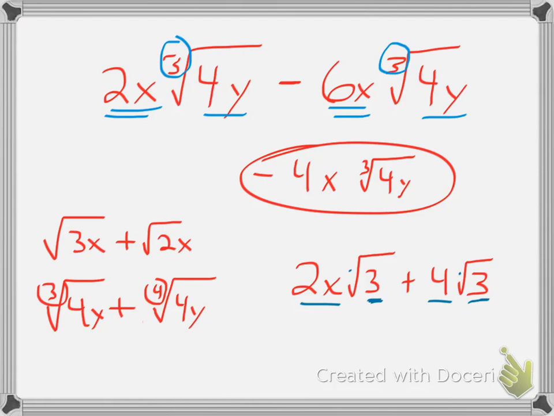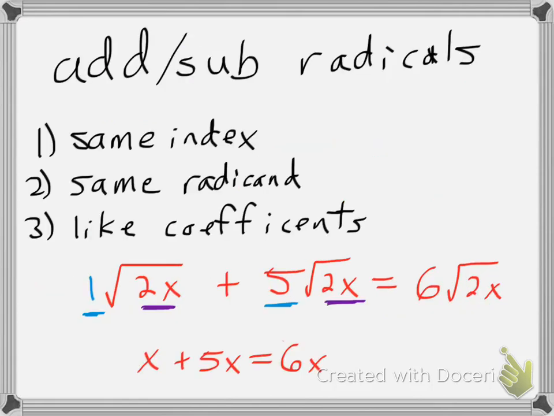If you want to get very technical, you could factor out a 2, but it's not going to make the question any simpler. So this is the way these three rules interact. I have to have the same index, radicand, and coefficients to add or subtract radicals.